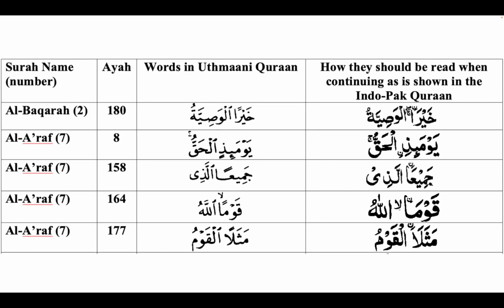The table that you see on your screen right now contains the first column, the name and the surah number, and the specific ayah is the second column, where the example of Iltiqa-as-Sakinain occurred. The words as they're written in the Uthmani script are in the third column, and how they should be read, as written in the Indo-Pak/Majidi script, is in the fourth column. So let's go ahead and take a look at the example.